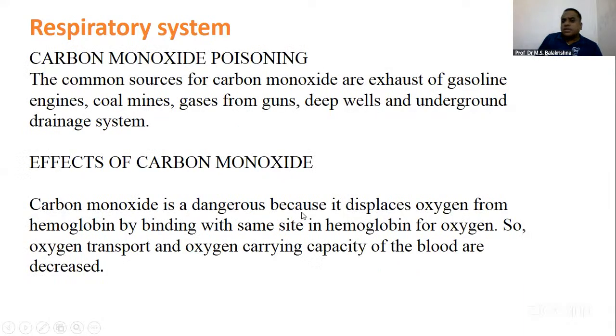Then carbon monoxide poisoning. The common source of carbon monoxide is the exhaust of gasoline engines, LPG gases. So various sources are there that you can read about. So what happens if there is carbon monoxide? If you inhale that, it displaces oxygen from the hemoglobin. So breathing difficulty comes. Oxygen transport and oxygen carrying capacity of the blood are decreased. Then you feel uneasy, with difficulty in breathing.